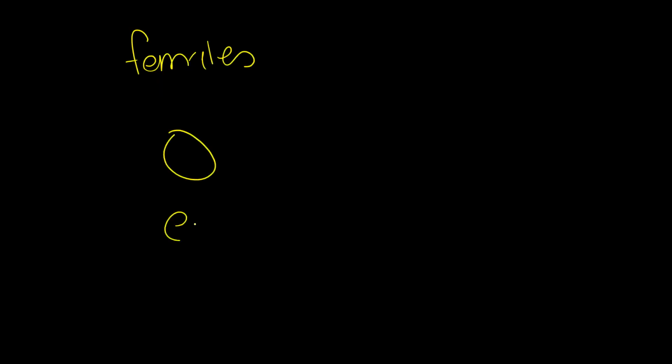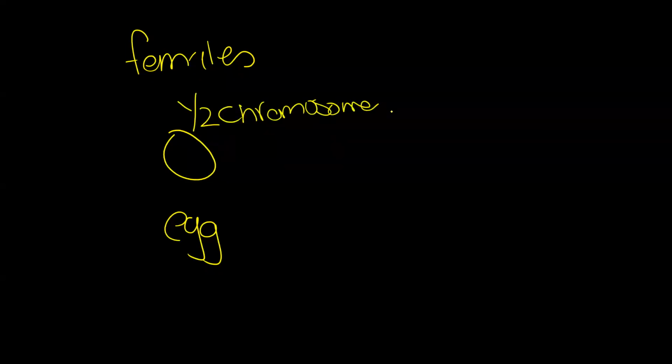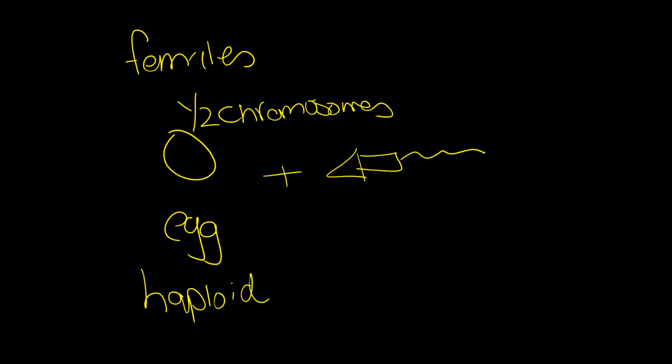When females and males reach maturation, which is at a certain age, females produce eggs once every month. This egg looks like an egg. That's why we call it an egg. This egg contains half the number of chromosomes, half the number of DNA. That is why this cell is called a haploid cell. Also, males, when they reach maturation, their reproductive organs produce sperms. And these sperms also contain half the number of DNA, and they're called haploid.